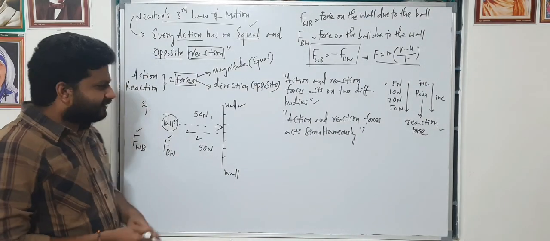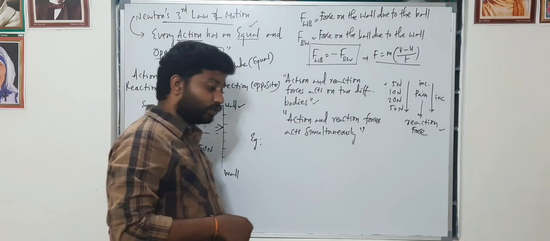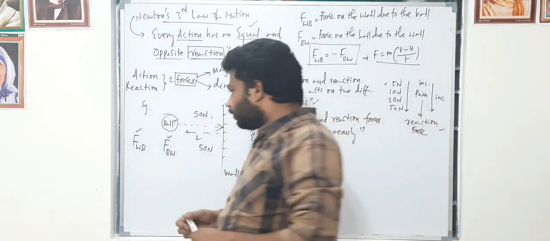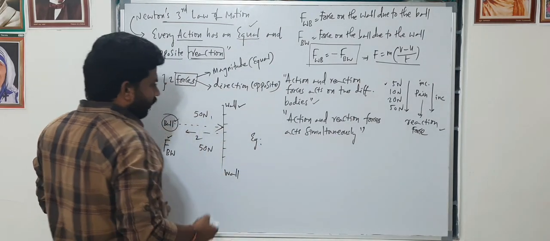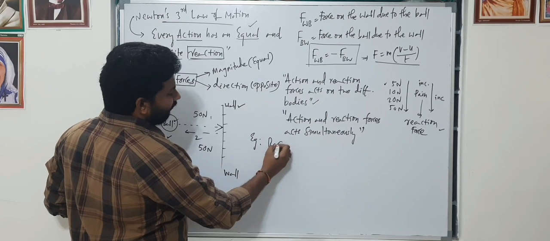Now let's see a few more examples related to Newton's third law of motion. I'm just giving you the examples here. The first one is recoil of a gun.